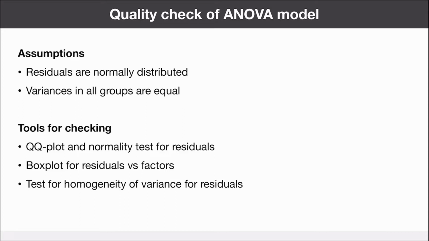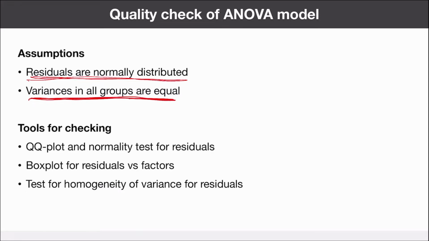So, quality check of your ANOVA models. You remember that before we applied ANOVA, we had several assumptions. First of all, we assumed that residuals are normally distributed. That's important, right? Because the whole ANOVA is built on top of these normal distribution ideas. The second assumption was that the variance in all groups is equal.